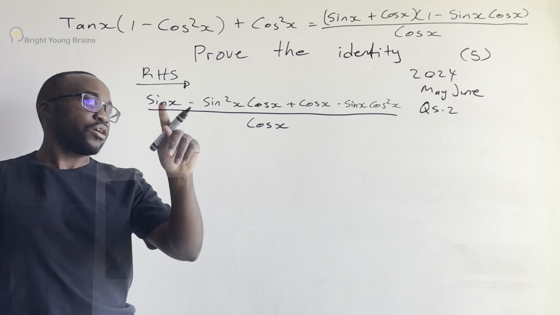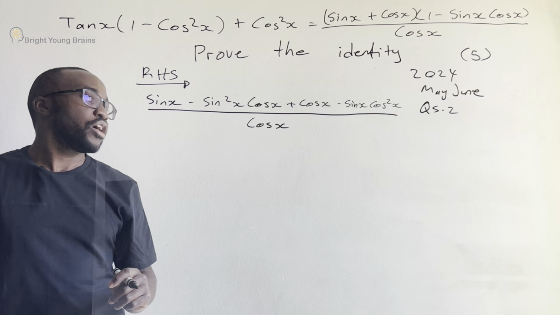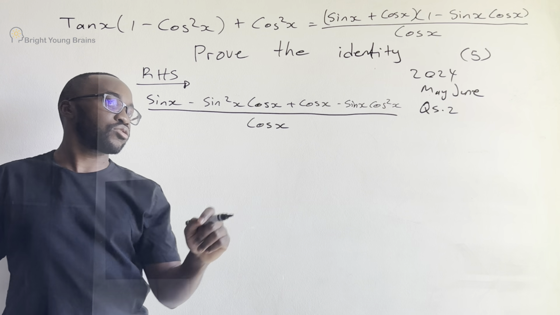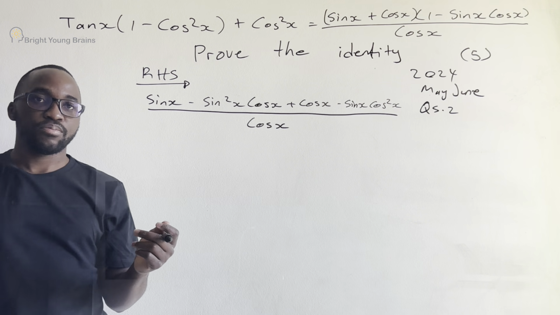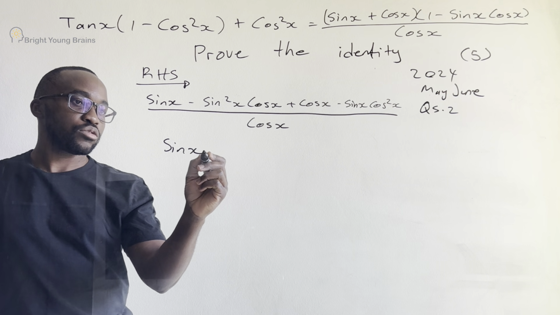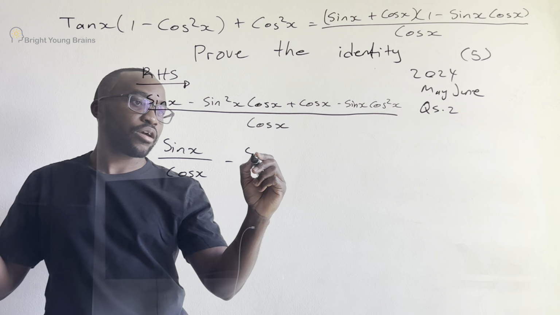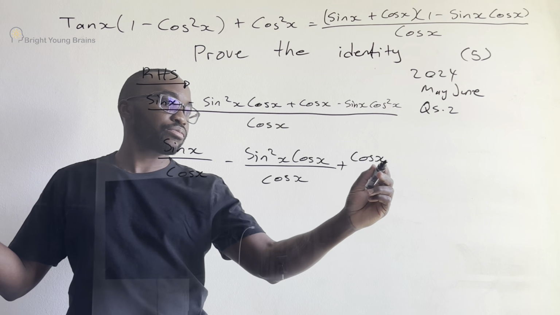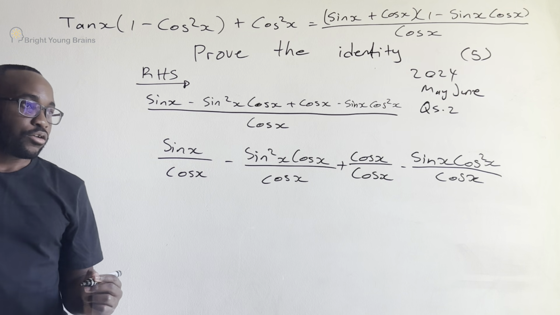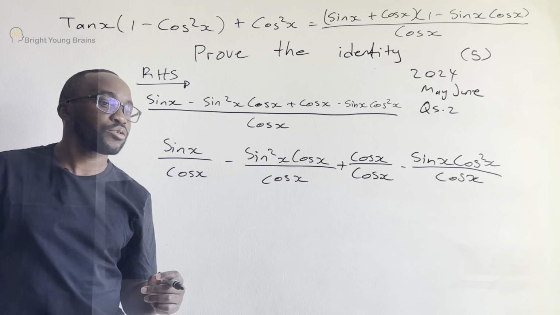Fortunately, you are able to put each of these terms with cos x as your denominator. We don't have any like terms at the top, so you cannot simplify any further. So writing each individual term with cos x as the denominator, this is what we have. There we go. So as you can see, fortunately each term is under the same denominator.